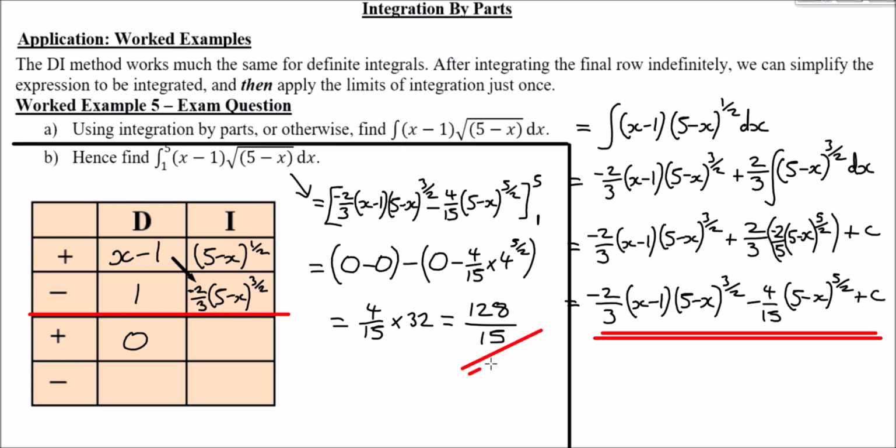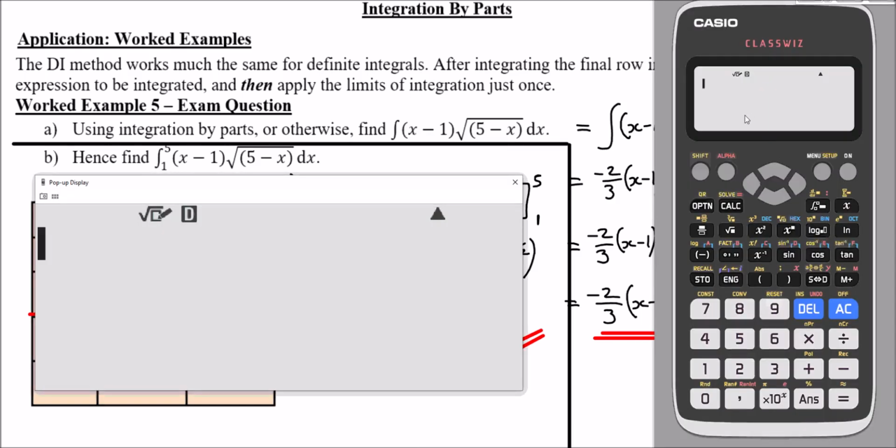And my suggestion would be to check this on your calculator. So I think it's worth me just briefly building in a bit more time on this video to show you how to check it. So get your calculator ready. Yours might look different to mine, but it should have this function built in anyhow.